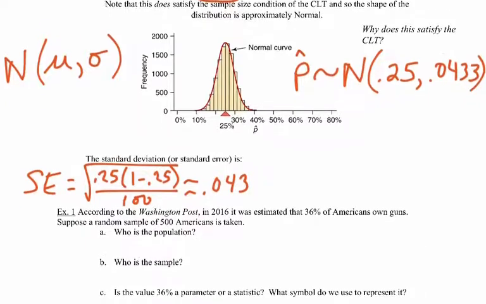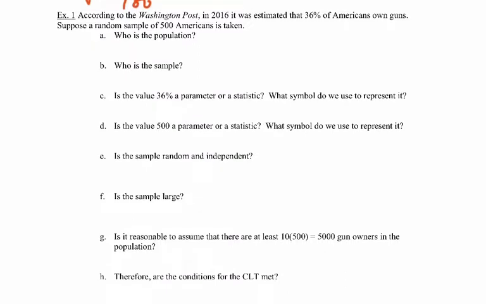Let's take a look at an example here. According to the Washington Post, in 2016, it was estimated that 36% of Americans own guns. Suppose a random sample of 500 Americans is taken. So let's go through the questions here. Who is the population that we're interested in studying? Well, we're interested in studying all Americans. So our sample was 500 Americans, and that represents the population of all Americans.